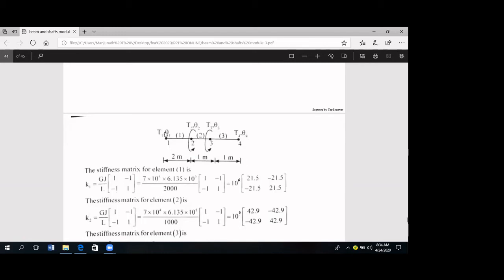Okay, so here for the applied torque T1, what will be the angle of twist? Theta 1 we need to calculate. Similarly, at node number 2 for applied torque T2, what will be the theta 2 value? Similarly, at node number 3 for applied torque T3, what will be the theta 3? Similarly, at node number 4 for applied torque T4, what will be the theta 4? These values we need to work on.